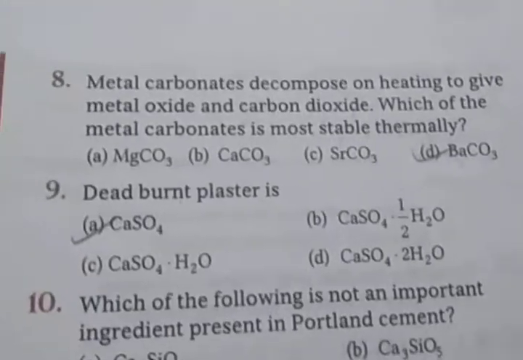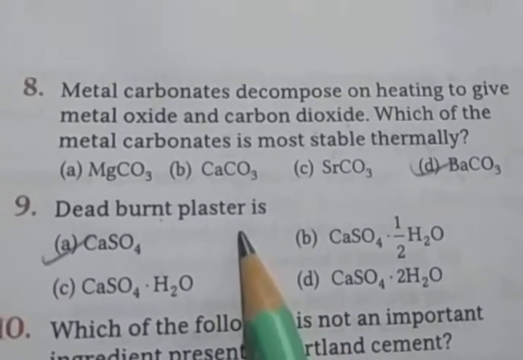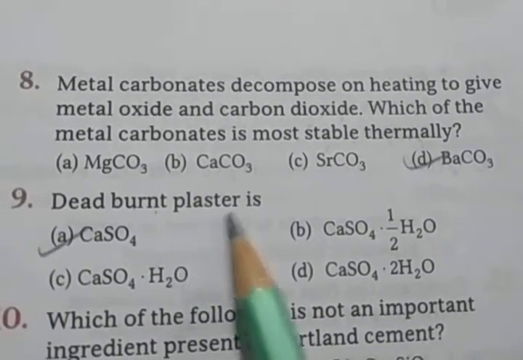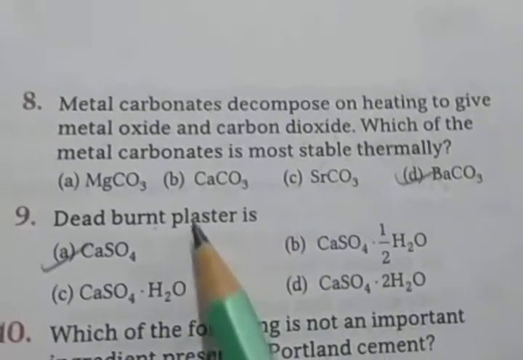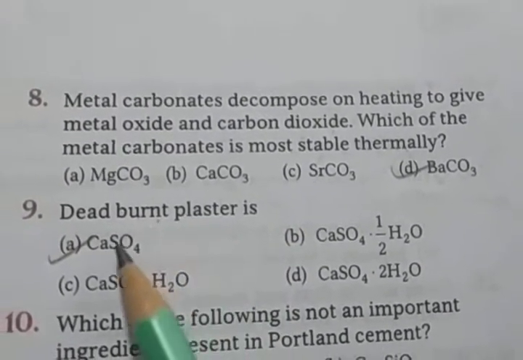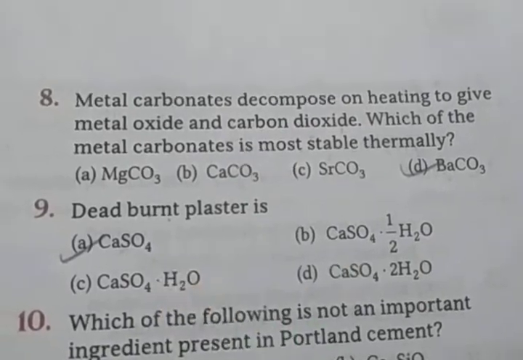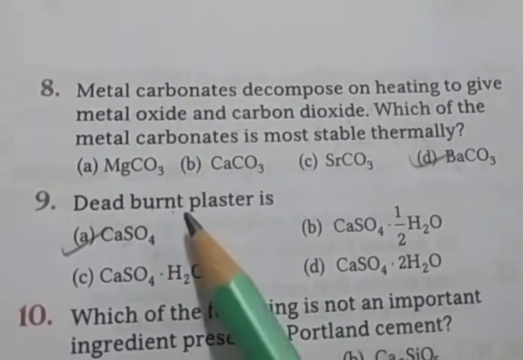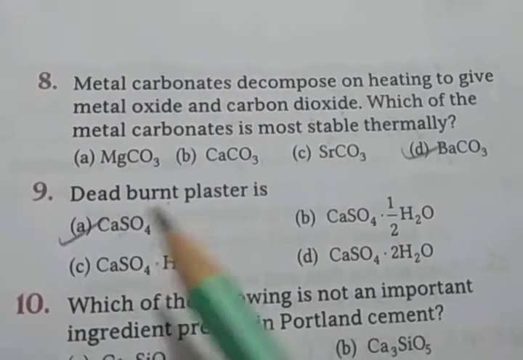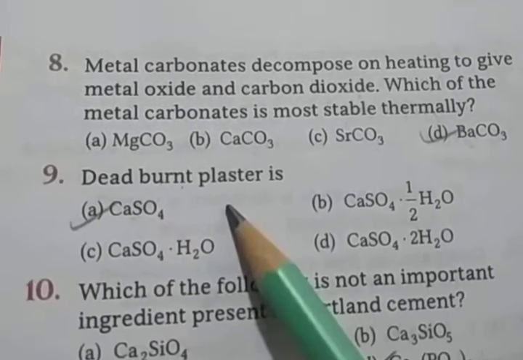Question number 9. Dead burnt plaster means the water has evaporated, so it is only a dry substance. Dead burnt plaster is calcium sulfate, CaSO4.